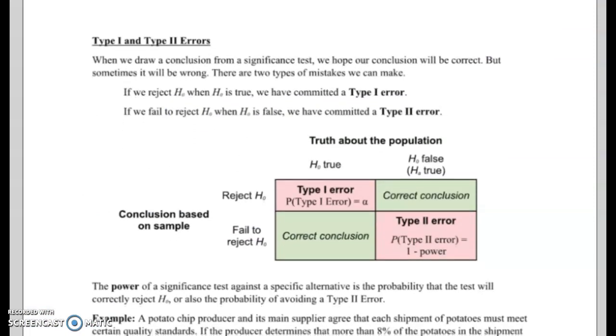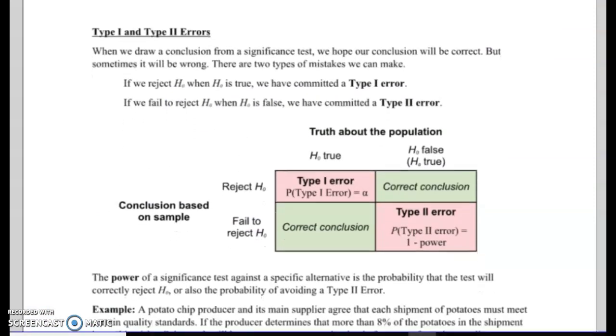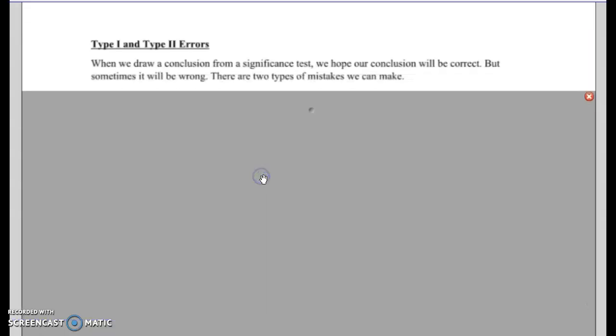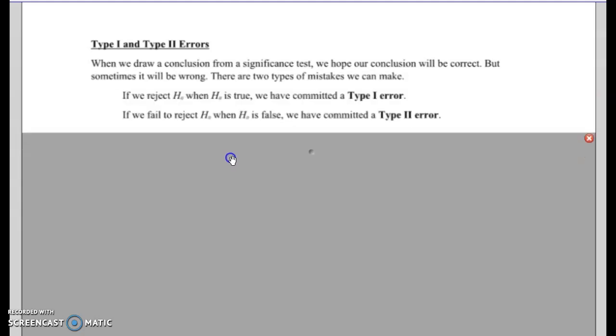All right, because we're making decisions about hypotheses, we're not always going to be correct. So there are times where you could make errors, meaning you get the sample result, you do a significance test, you make a decision, but you were wrong. So that is possible. And these are called type 1 and type 2 errors.